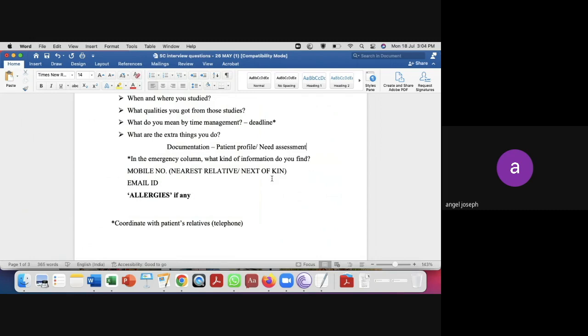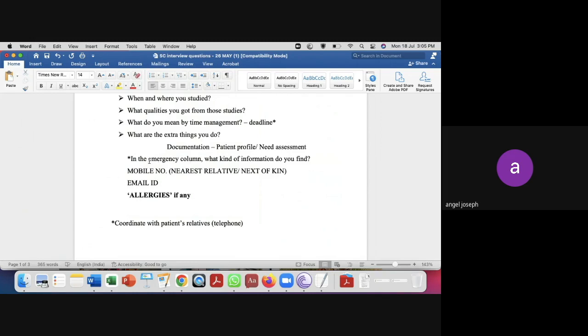Acha. Now, they also ask you that in the patient profile, you have an emergency column. This question was asked, for which the interviewee had no answer. That is because, as I said, they have asked it very specifically. So you have to use a bit of intelligence while answering.